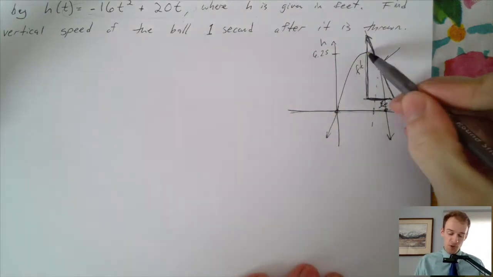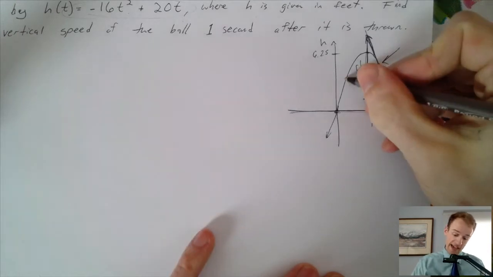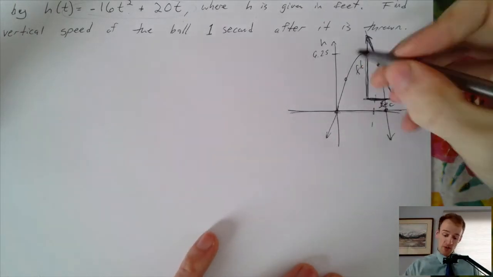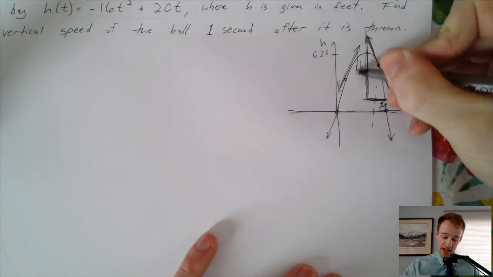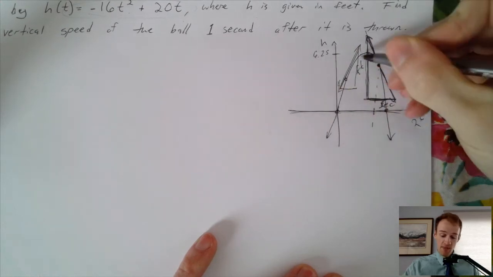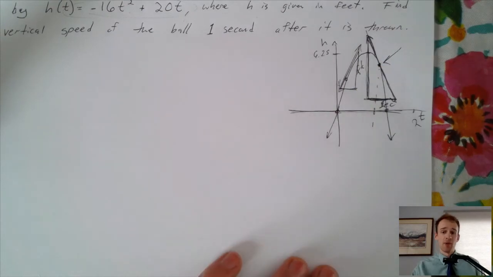The same would be true at any point on this parabola. If it was just half a second after we threw the ball, it would have an upward velocity, right? And the change in height over the change in time, the rise over the run, would tell us its velocity at that point.